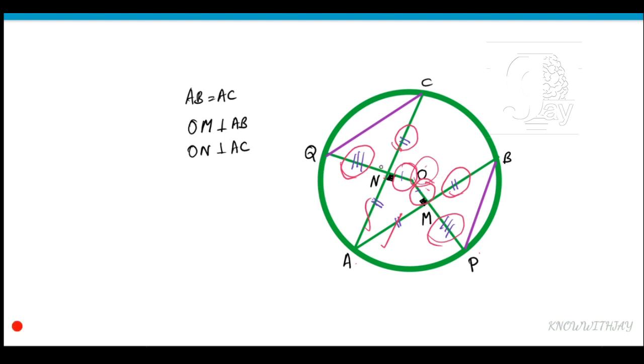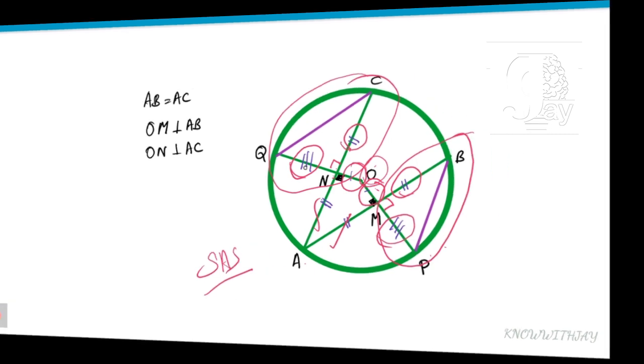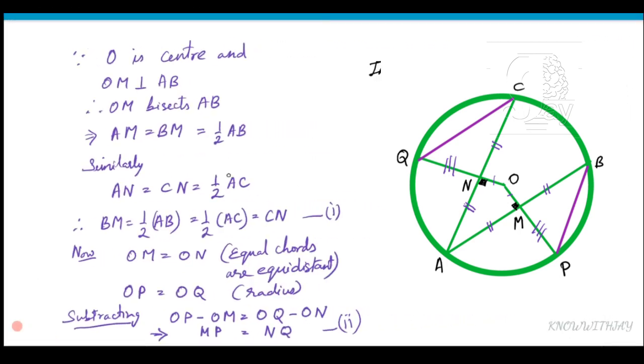And also we have these as 90 degrees, so angles CNQ and BMP are 90 degrees. So if we compare triangle PMB and triangle QNC, we can prove they are congruent by SAS congruency, and thus we can say that PB equals QC. So here you can see the answer.